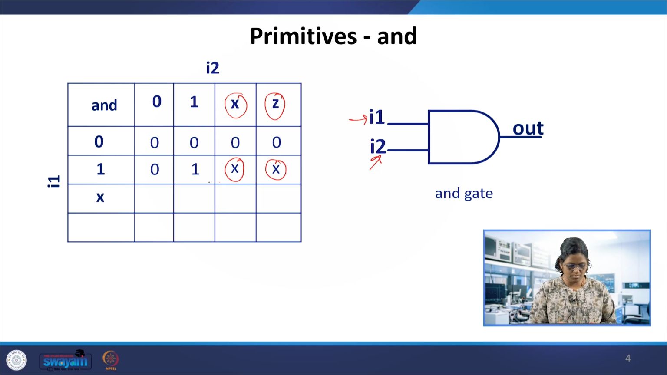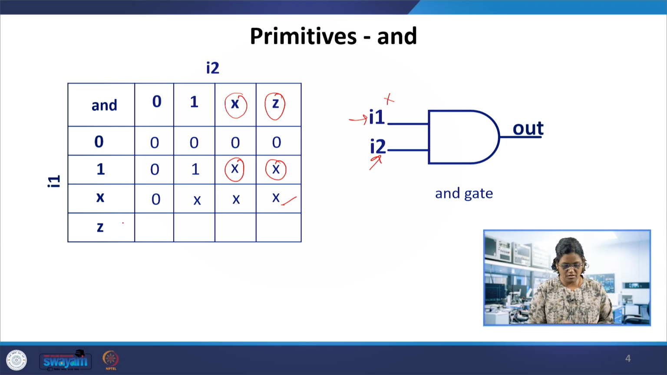Similarly, when I1 is unknown, the output depends on I2. If I1 is unknown, it can be 0 or 1. In that case, if I2 is 0, the output is 0; if I2 is 1, the output is also X. When both inputs are don't care, the output is also X, and X with Z again gives X.